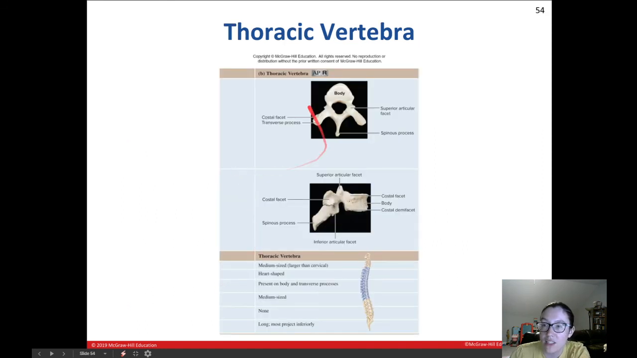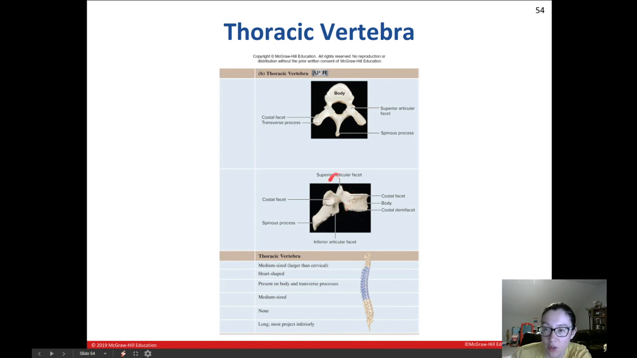As we go, we can see that the body here is a little bit more heart-shaped, and it's a little bit bigger. We can see that the transverse processes have costal facets on them, so it's a little divot in the edge of the transverse process. A lot, but not all of the spinous processes are going to actually point downward. And you can see at the bottom here is a costal demifacet. At the top you have another costal facet, and there's a costal facet on the transverse process. This is where all the ribs are attaching.